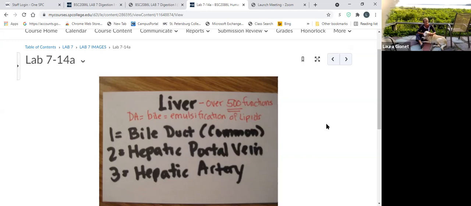Okay, so we have the liver, over 500 functions. You don't have to know them all, but when you are given options to match the function in a multiple choice environment, the option that has the most functions associated with it, especially to produce bile, to neutralize or detoxify different drugs and alcohol, produces proteins like albumin, anti-A and anti-B antibodies, that's the liver.